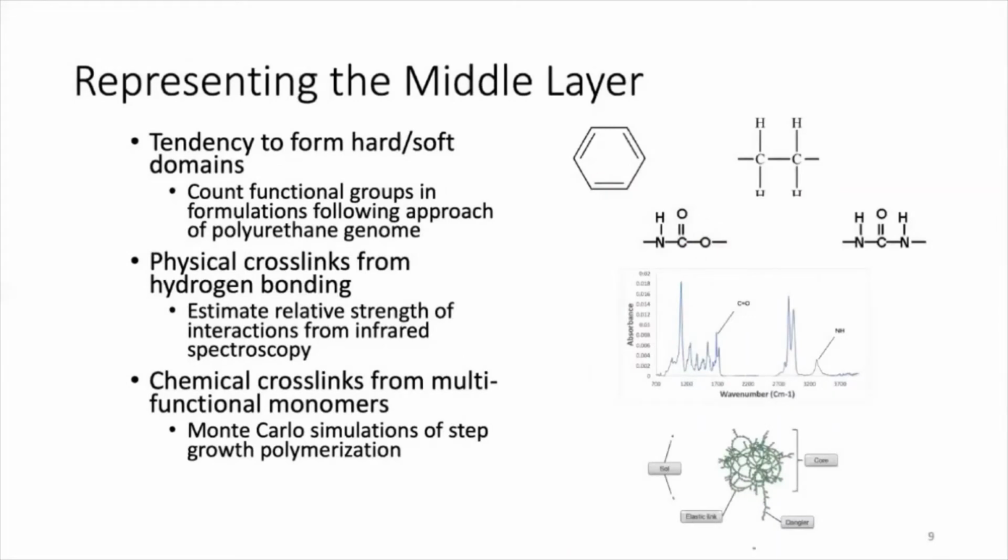So the challenge in this approach is to represent this middle layer, these hidden features, in terms of things that you can actually go in and measure. While it can be challenging to directly measure the extent to which hard segment domains have formed, we can get an estimate for that just by counting functional groups. For example, we know that these benzene type rings will tend to aggregate and form hard segment domains. For estimating the physical crosslinks due to hydrogen bonding, we used data from infrared spectroscopy, shown here, using shifts in some of the absorbances of carbonyl and amide bonds. And finally, we estimated the molecular weight and architecture of these polymer chains by doing Monte Carlo simulations of step growth polymerization. An example of what the resulting chain looks like is shown there.